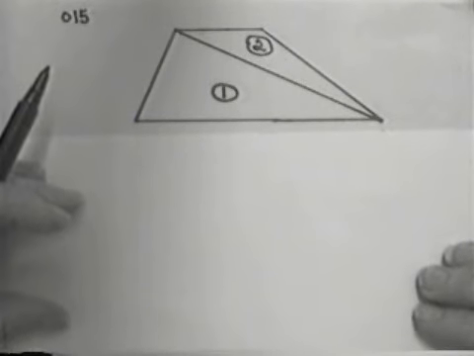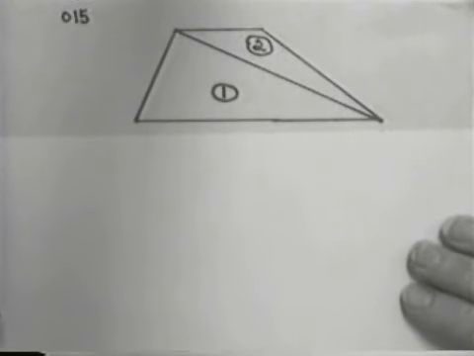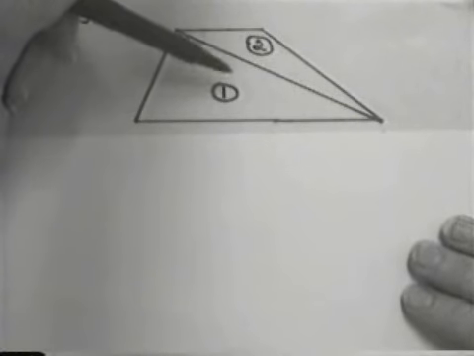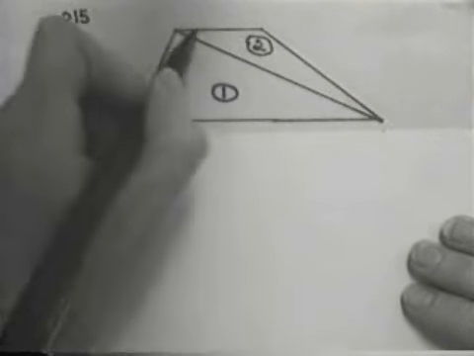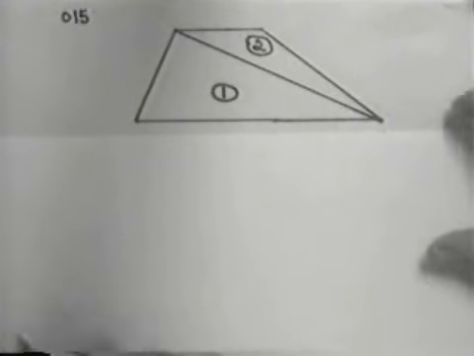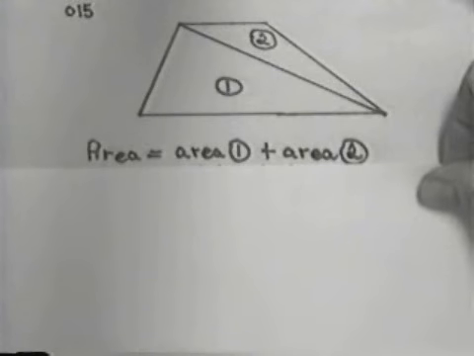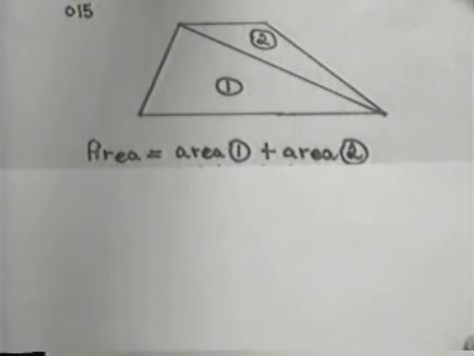Here you see a trapezoid in which I've drawn a diagonal in and split it up into two separate triangles. And I label those triangles. Triangle 1 is the triangle you see here, and then you see triangle 2. Now, if I put those two triangles together, I would have the area of the whole trapezoid. So I can say the area of the whole trapezoid is equal to the area of region 1, which is a triangle, plus the area of region 2.